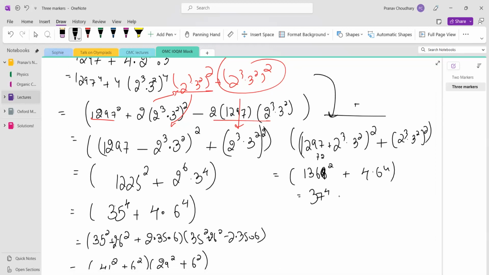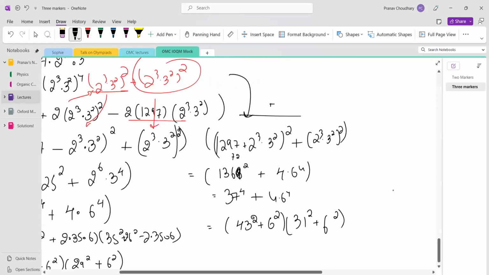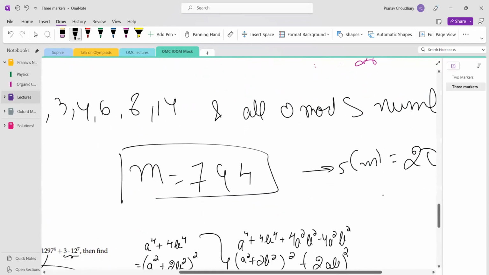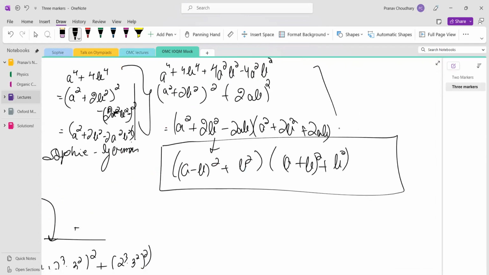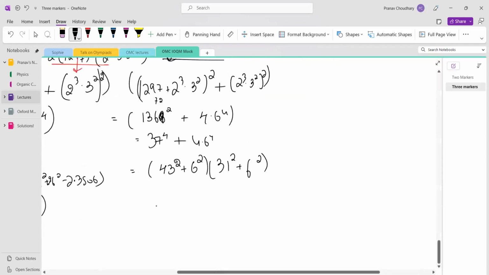37 to the power 4 plus 4 times 6 to the power 4, which becomes eventually a plus b, 43 squared plus 6 squared times 43 squared minus 6 squared. Sorry, 31 squared plus 6 squared. Like, I'm writing this directly by using this thing basically. One second, I'll tell you. This thing here. If you do not trust this, you can do all these steps every time, and eventually come here.